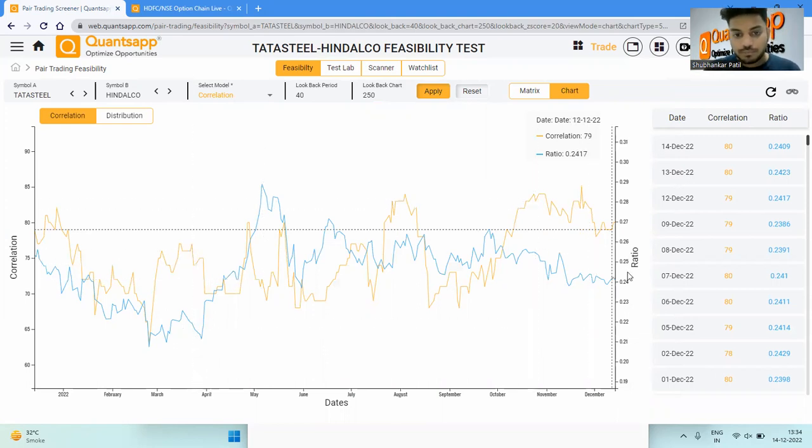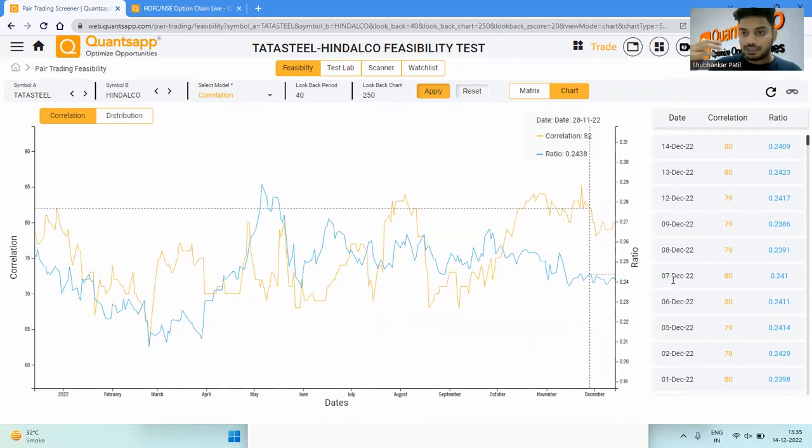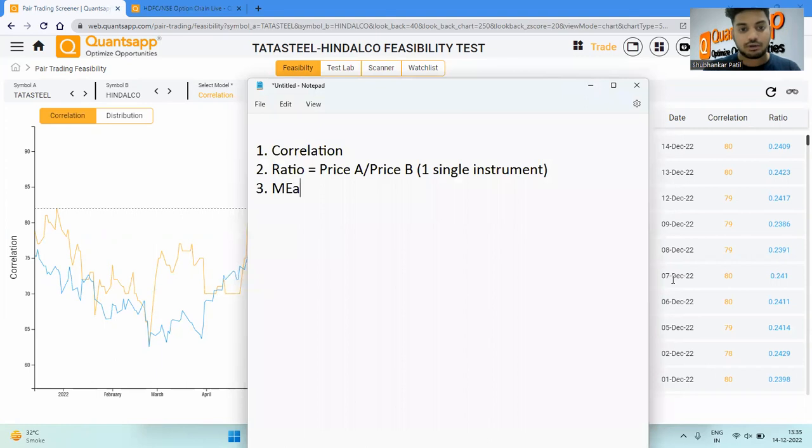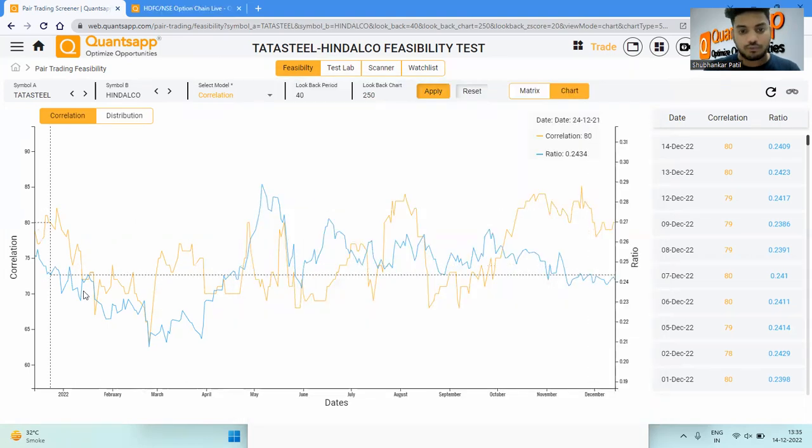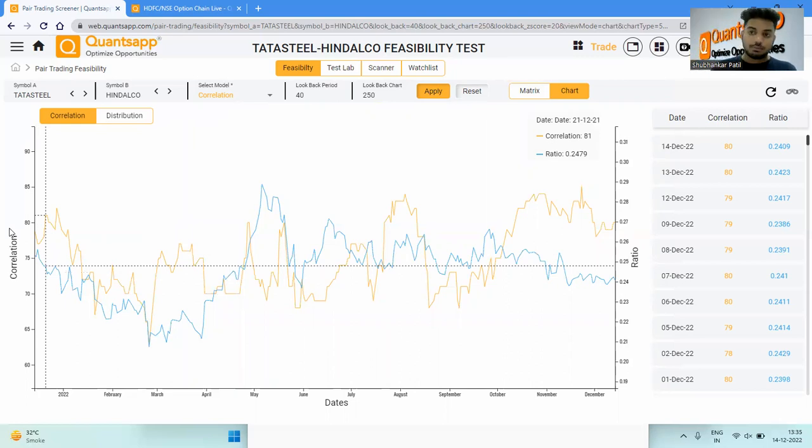Now how would you know how far away the current ratio is from the mean? So basically we want to find a mean reversion. What we are trying to find out is a mean reversion. That means if you see this ratio, the first thing you should focus on is whether it is trending. Is it trending on the upside or on the downside? If it is trending either up or down, then you don't touch that pair.